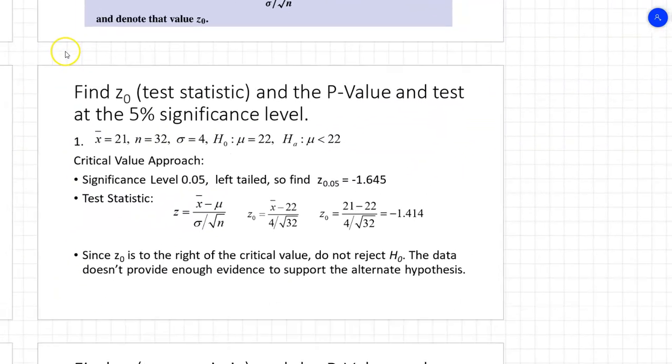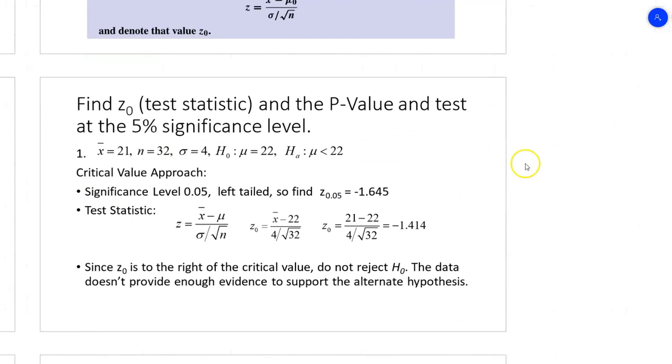All right, so this one is sort of worked out already, but the problems you're going to see in the textbook in this section start out kind of like this. You're given the sample mean, you're given the number in the sample, you're given the population standard deviation, and they set up the hypothesis test for you. The null hypothesis in this case is that the mean is 22. The alternative hypothesis is that the mean is less than 22. So this would be left-tailed.